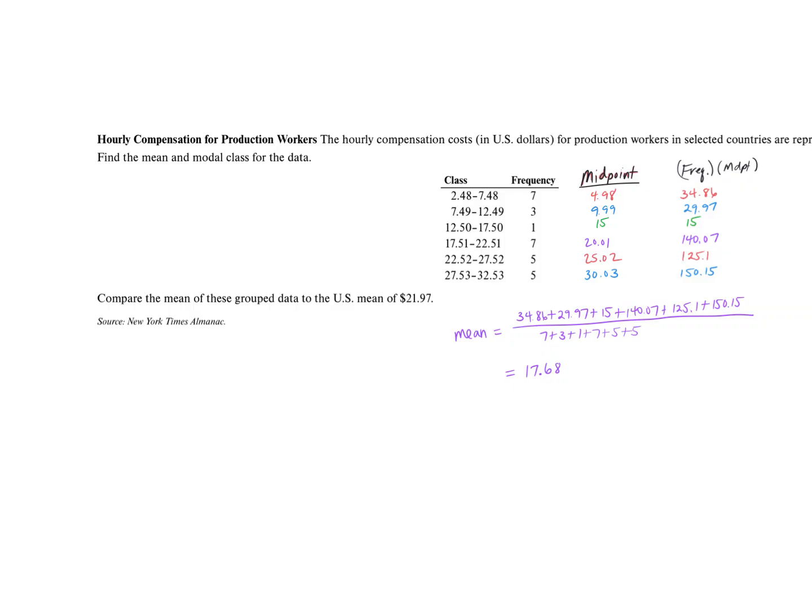Okay, so my mean is 1768. My modal classes are the ones, and there's two of them, that occur with the most frequency. So those are both my modal classes. And then it asks to compare, and so you're going to look at the mean and then what it gives you for the mean in the problem.